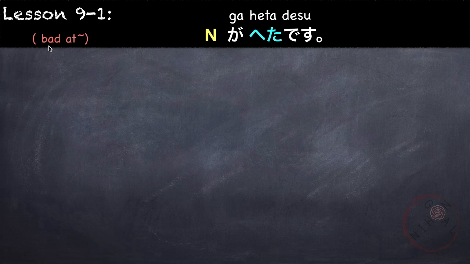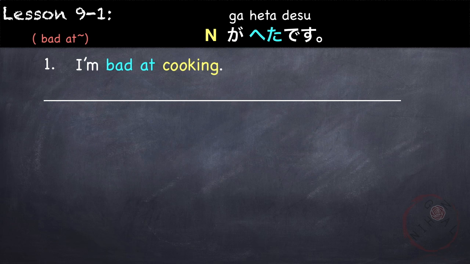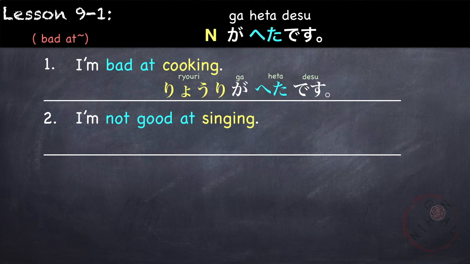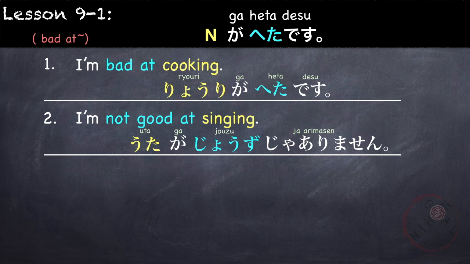Next is the opposite of to be good at, which is to be bad at or to be unskillful at something. The word for that is 下手。下手です means not good or poor at something. Heta is more intense than 上手じゃありません。For example, I'm bad at cooking. Cooking is 料理, followed by the particle が, and then to be bad at, 下手。料理が下手です。Or you can simply say 料理が上手じゃありません。Another example, I'm not good at singing. Singing or song is 歌。歌が not good at. So we use the less intense form 上手じゃありません。歌が上手じゃありません。I'm not good at singing.